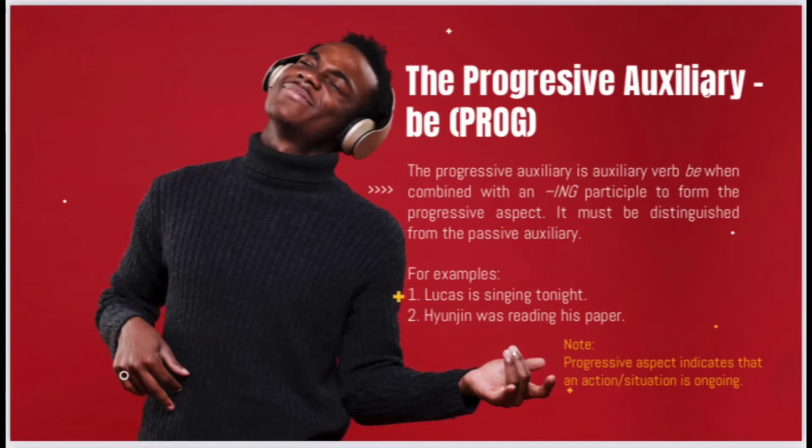The progressive auxiliary. The progressive auxiliary is the auxiliary verb be when combined with an -ing participle to form the progressive aspect. It must be distinguished from the passive auxiliary. For example, Lucas is singing tonight. Hyunjin was reading his paper. Note: progressive aspect indicates that an action or situation is ongoing.